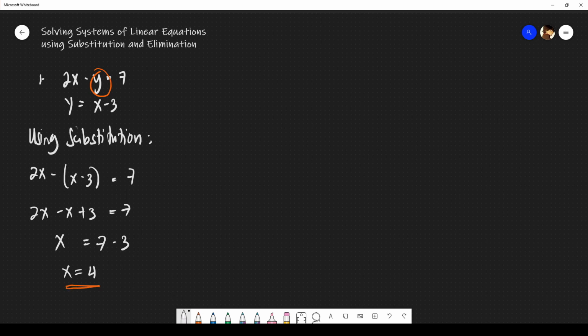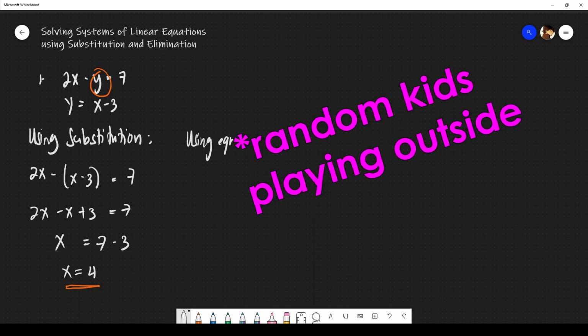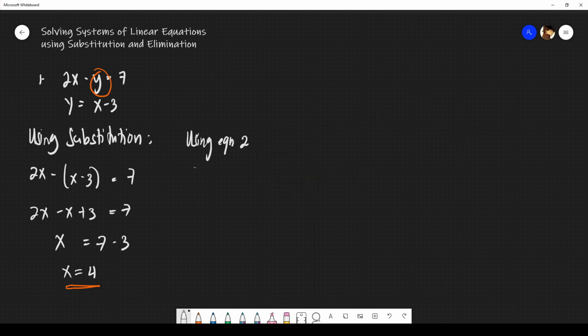Now, to get the value of y, all we need to do is substitute the value of x, which is 4, into equation 1 or equation 2. It really depends on you. In this case, we're going to use equation 2. Using equation 2, we get y is equal to, change x into 4, minus 3. So y is equal to 4 minus 3, which is 1.